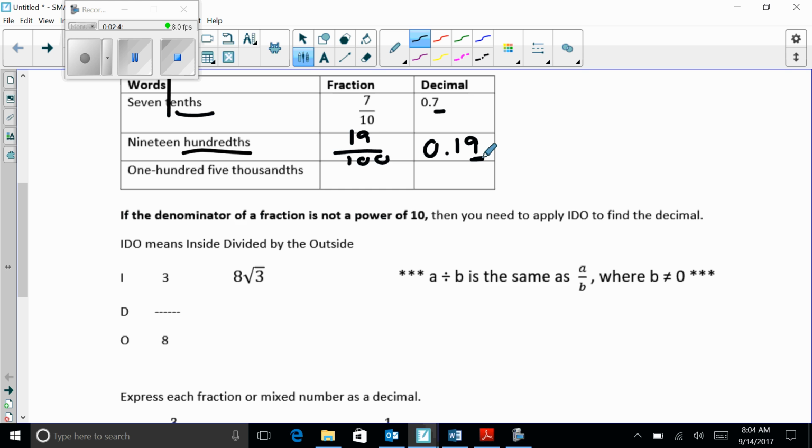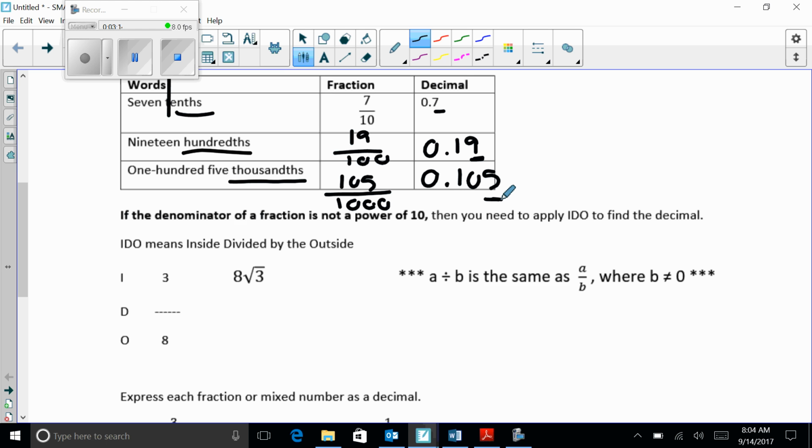Our last example, 105 thousandths. So we're going to write 105 on top, and then we're going to put 1,000 on the bottom because that 5 is in the thousandths place. So to write it as a decimal, 0.105. Again, that 5 being in the thousandths place. Okay, so let's go on to the next piece.